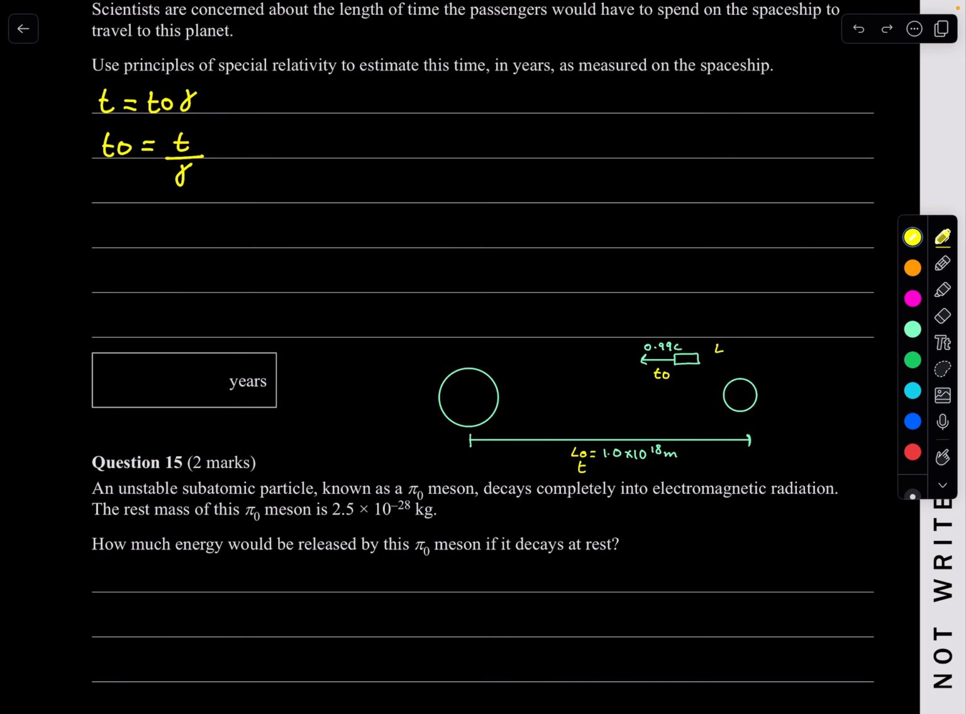So time for them is just distance, which is proper length in this case, over velocity. Easy. So it's distance over velocity, and that's going to give us our time dilated. So our length, which the Earth is measuring, is 1.0 times 10 to the power of 18, over your velocity, which is 0.99 times 3.0 times 10 to the power of 8. Done. So that's going to give me my time that's been dilated.